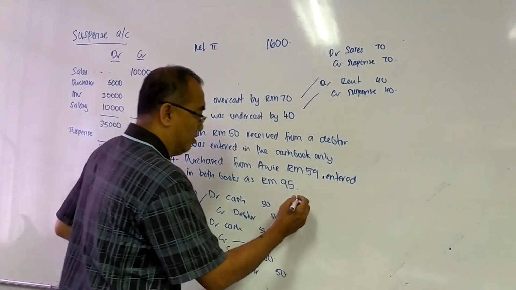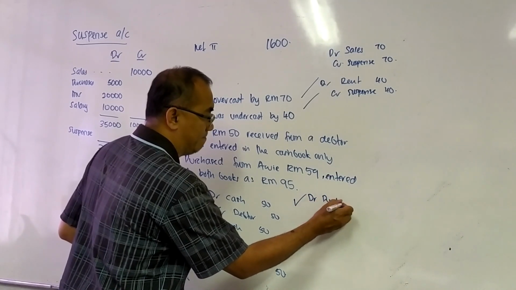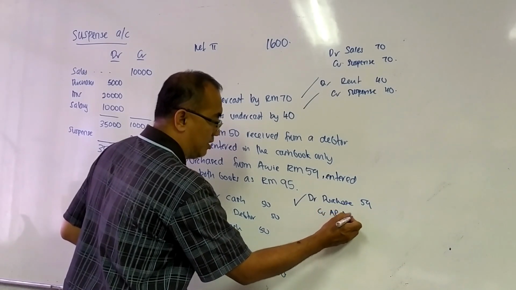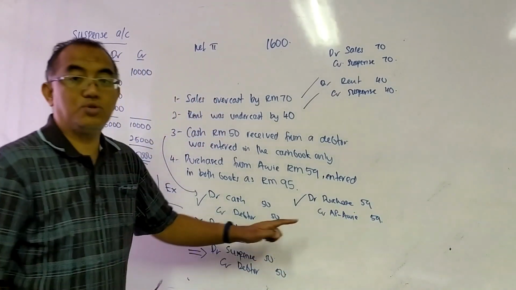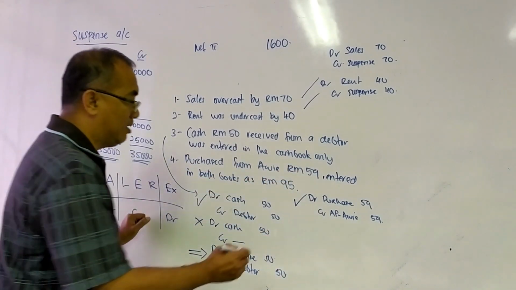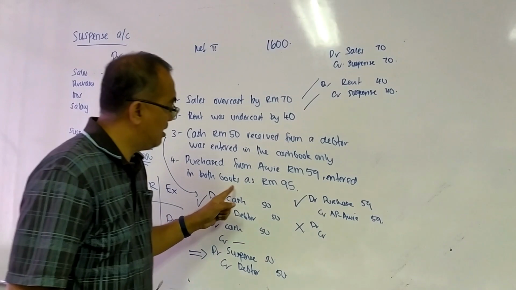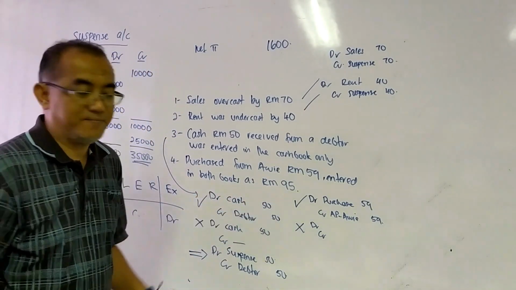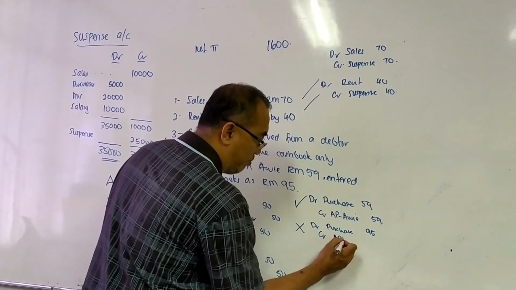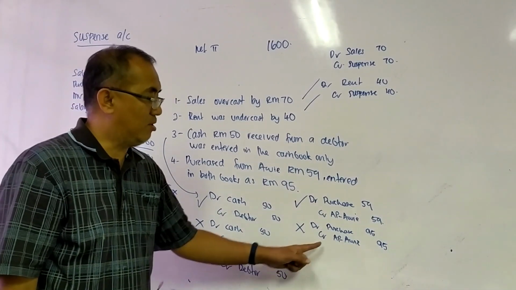So, okay, what should it be? The correct one should be debit purchase 59, credit AP AWI 59. This is what you should do. Purchase from AWI 59. But what you have done wrong, you entered in both books as 95. So debit purchase 95, credit AP AWI 95. See, this is what you have done wrong.